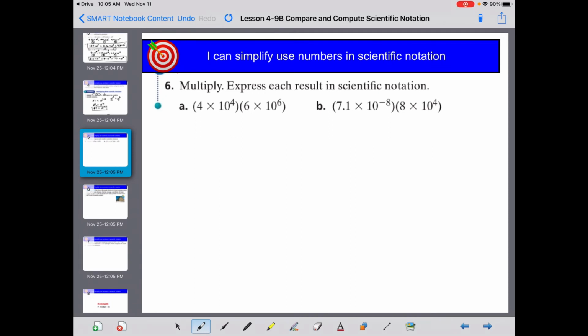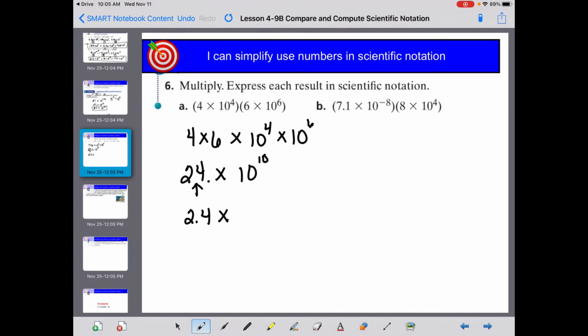All right, I'm using the commutative property, which allows me to say 4 times 6 first, and then 10 to the 4th times 10 to the 6th. 4 times 6 is 24. Then 10 to the 4th times 10 to the 6th is 10 to the 10th. This is not written in proper scientific notation because my 24 is not a number between 1 and 10. The decimal should actually go here.